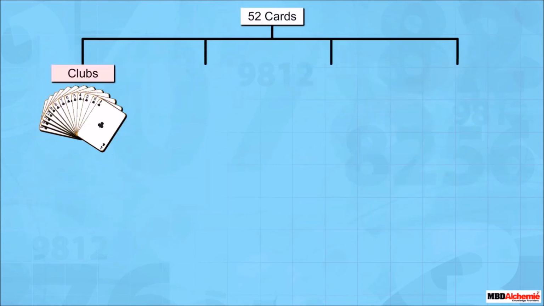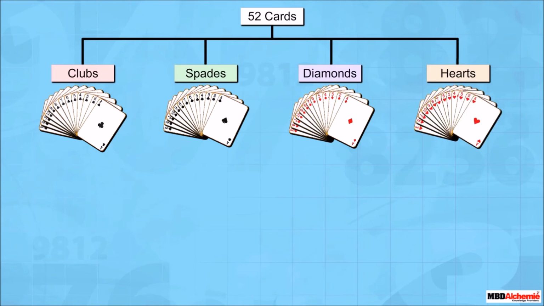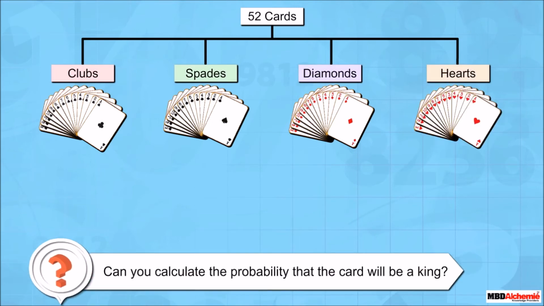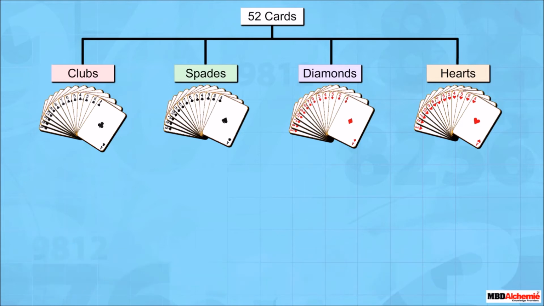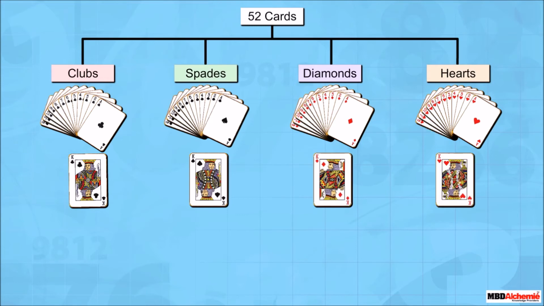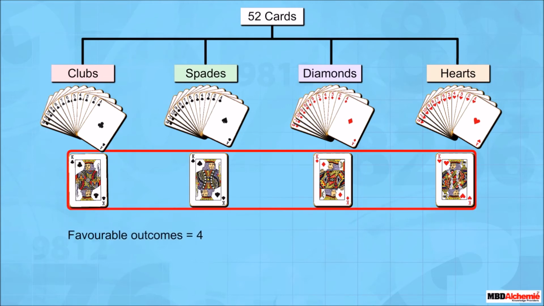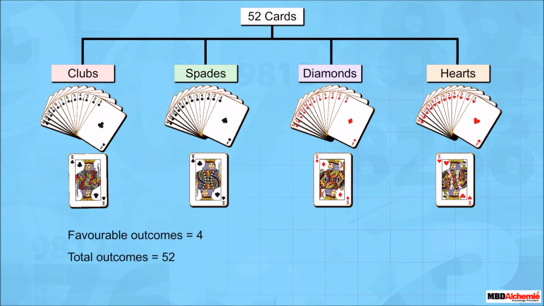Now, if I ask you to draw a card from a well-shuffled deck of 52 cards, then can you calculate the probability that the card will be a king? As we see that there are total 4 suits and each suit is having a single card of king, which shows that there are total 4 kings out of the total 52 cards. Thus, the favorable outcomes are 4 and the total outcome is 52. Thus, the probability of getting a card of king will be 4 upon 52, that is 1 upon 13.